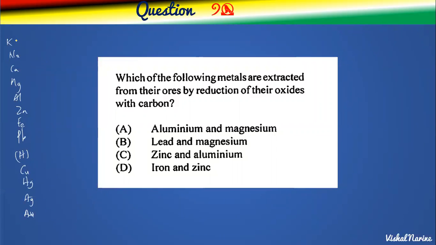So from potassium to aluminum, we normally will use electrolysis. From zinc to lead, we add a reducing agent. And from copper to gold, we just heat the ore. All right, so going back to our answer there. Which of the following will be extracted by reduction of the oxide with carbon?